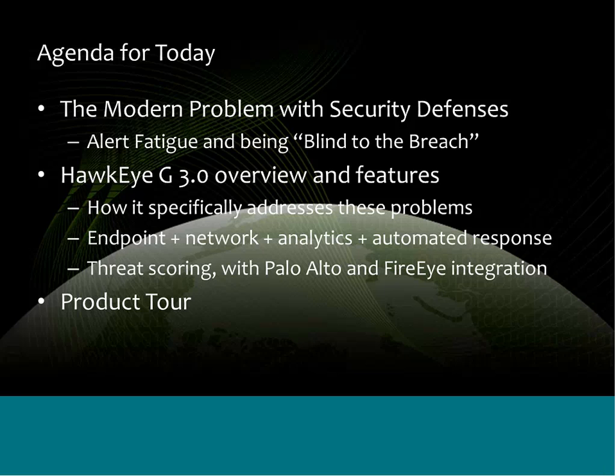So that's how we're using HawkEye G with the ability to do endpoint detection, network detection, threat analytics, and automated response to get through all the noise, confirm malware activity on the endpoint, and respond at machine speeds before there's a breach or a compromise. We'll also talk about our threat scoring model and how we are bringing in, with our new 3.0 release, Palo Alto and FireEye threat alerts directly into HawkEye G.